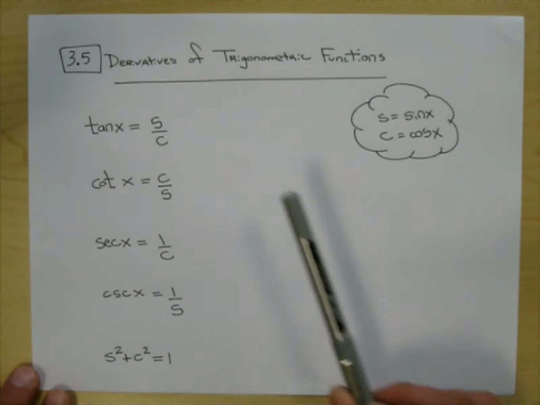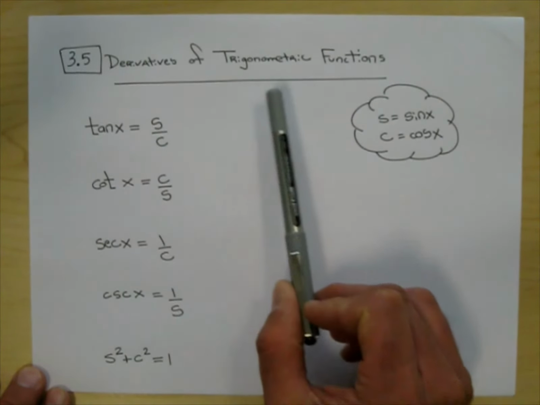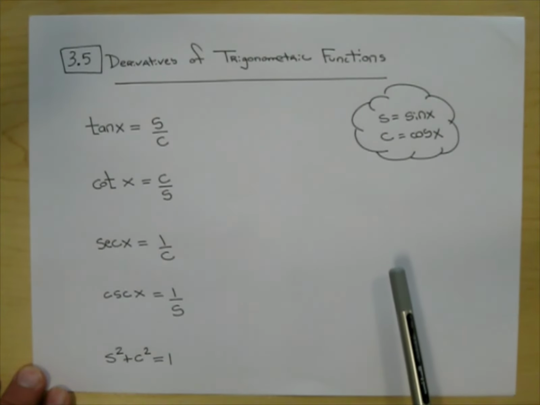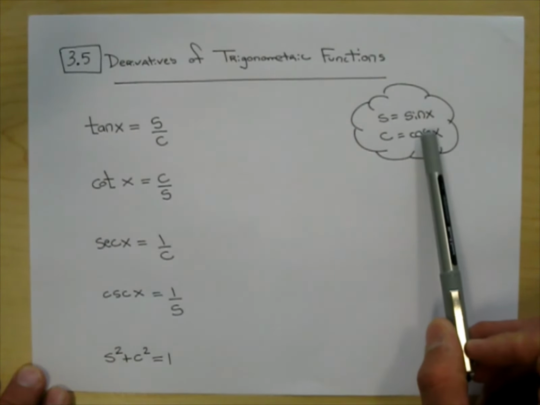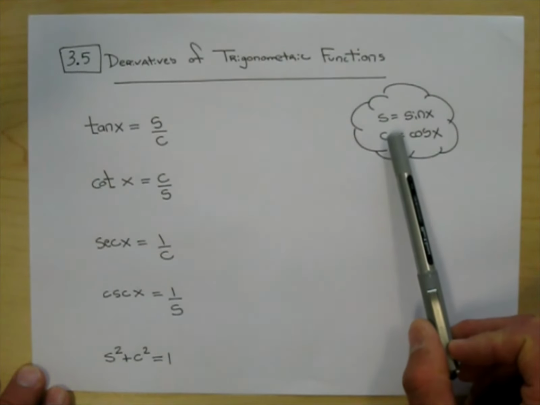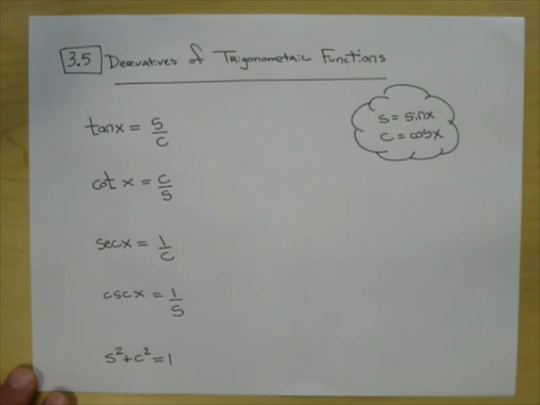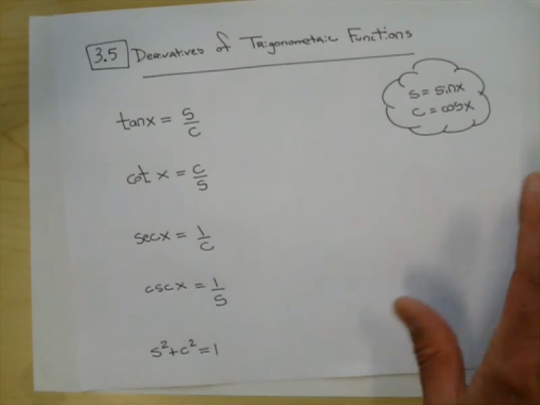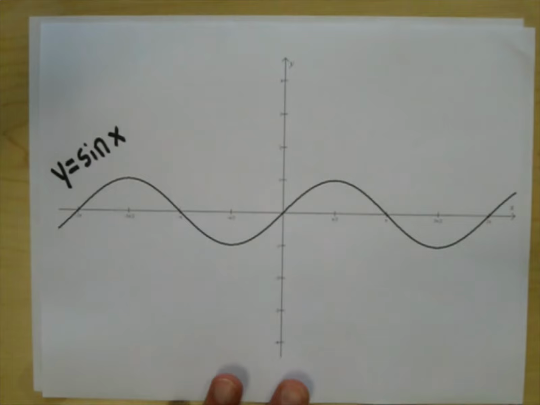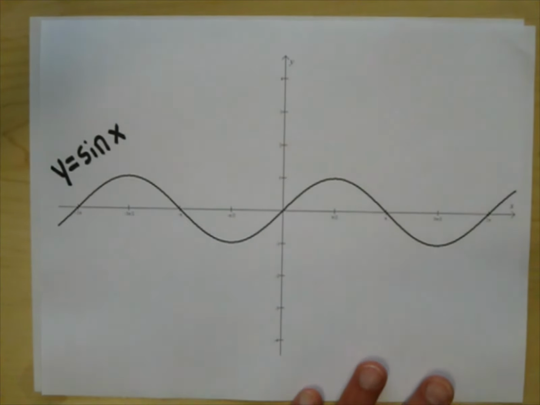So what we're going to be doing is taking derivatives of the trig functions, and the one that we're going to start with is sine. We want to figure out what the derivative of sine is. Before we do the formal proof on PowerPoint, I'm going to take a look at the graph of sine. There's the graph of sine.